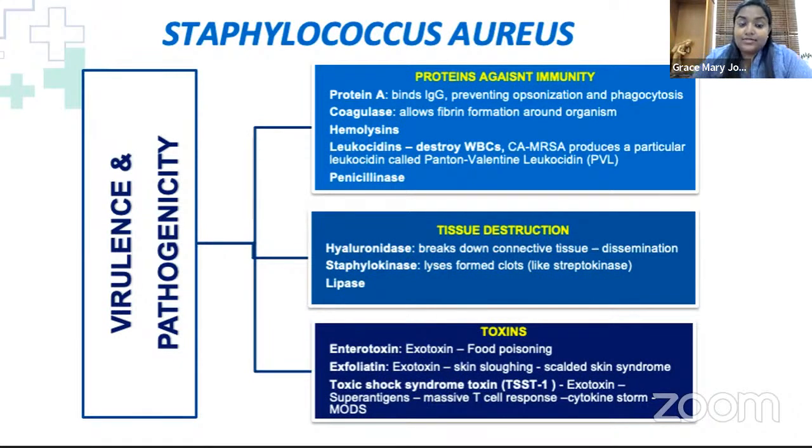Then there is exfoliatin. Exfoliatin, like we know, especially the girls who are listening to me know that exfoliation is very essential for your skincare, to take care of all the dead cells. So this is also a toxin that can cause something called skin sloughing. That means the skin peels off, which is the reason why it causes something called scalded skin syndrome in babies. And the most dangerous one is the toxic shock syndrome toxin, the TSST-1, which is again an exotoxin, which is nothing but a superantigen.